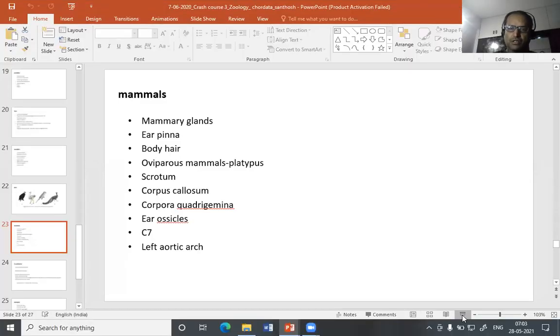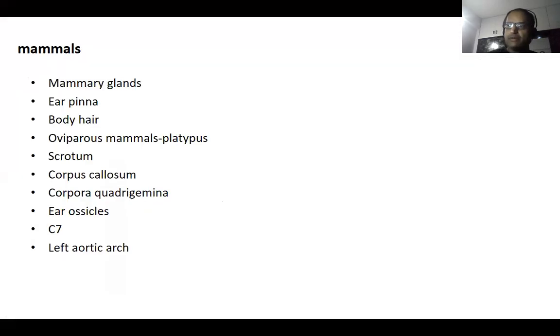Hello students. Today we will understand the class Mammalia and what's special about it. Let's understand how exactly the name Mammalia is given. Especially, students, the name Mammalia is given because of the presence of mammary glands. Because of the presence of mammary glands, the name has been given as mammals.